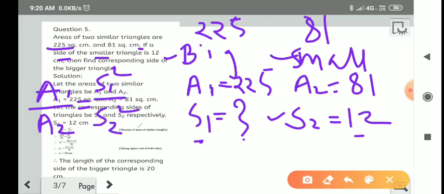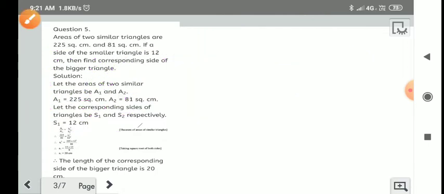So this is the formula. From this formula we are given A1, then A2 is also given and S2 is given, and we have to find S1. So out of 4 quantities, 3 quantities are given, so we can easily find the fourth quantity. Okay, then see the solution.